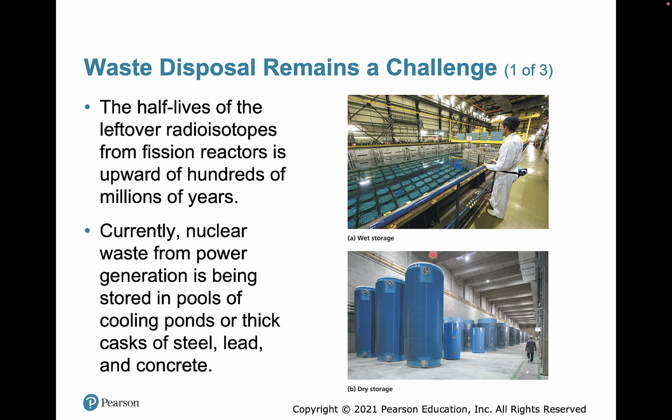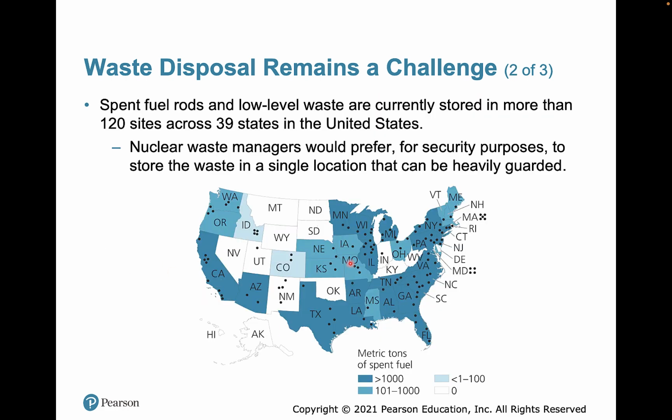Or they put them in these big, giant casks. Okay, there's a guide for scale. So 12, 15 feet tall, that are lined in lead and made of steel and concrete. And they're buried underground in geologically stable areas. Okay, so those are two ways we can deal with that waste. Those fuel rods are spread throughout 120 sites in 39 states.